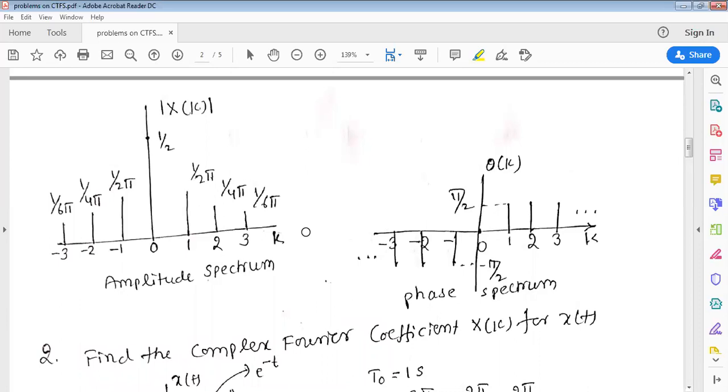Are you able to follow? Any doubt in how the plot is done?